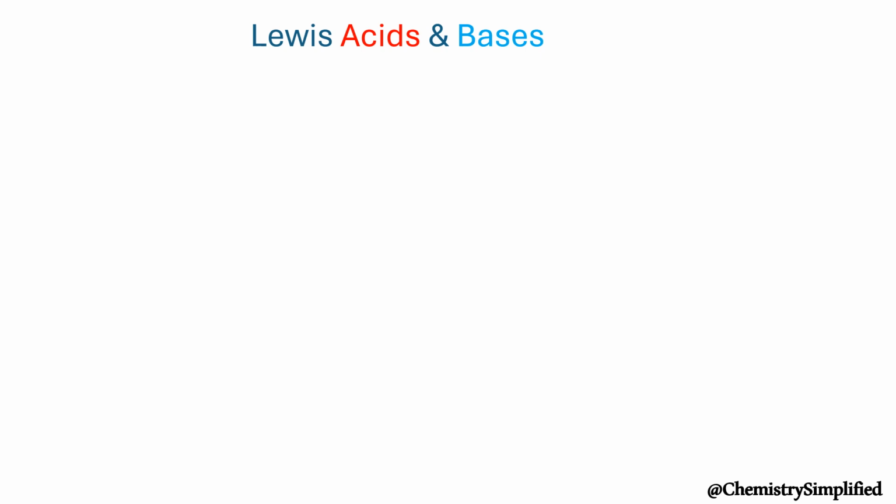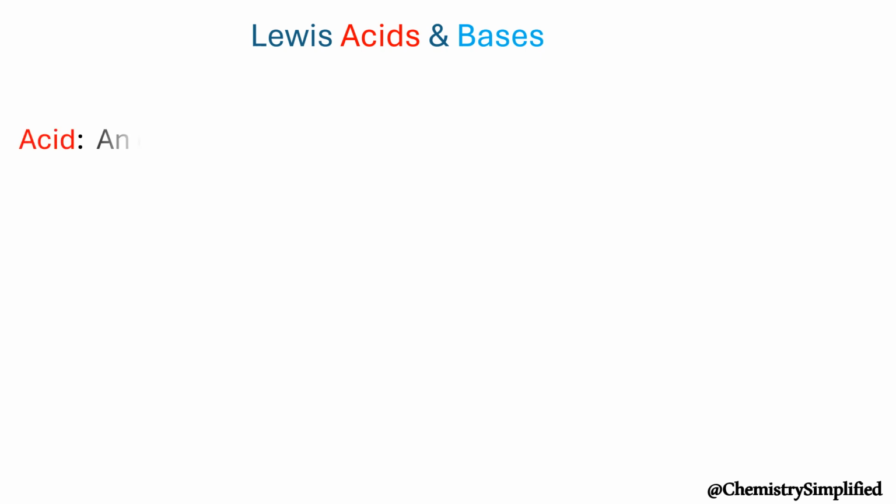In our first presentation for acids and bases, I mentioned that there were three definitions for acids and bases, and I only talked about two of them, Arrhenius' definition and the Bronsted-Lowry definition. So today we're looking at the last definition, which is Lewis acids and bases.